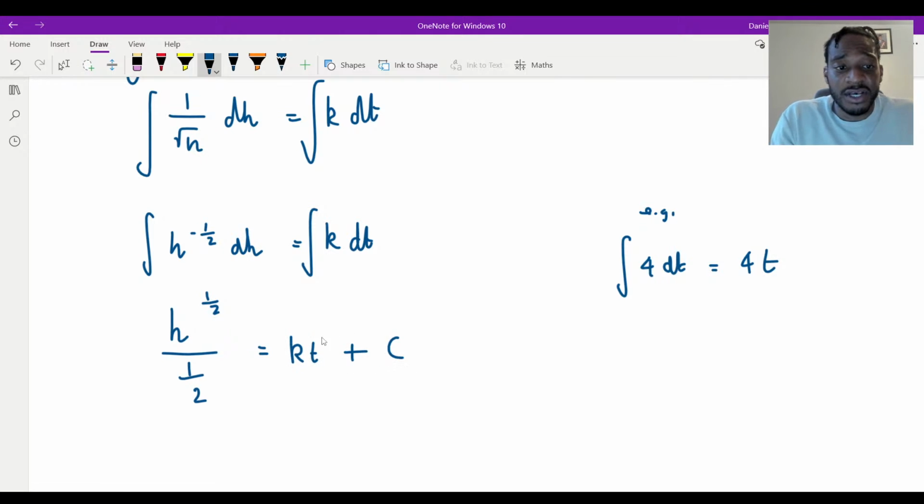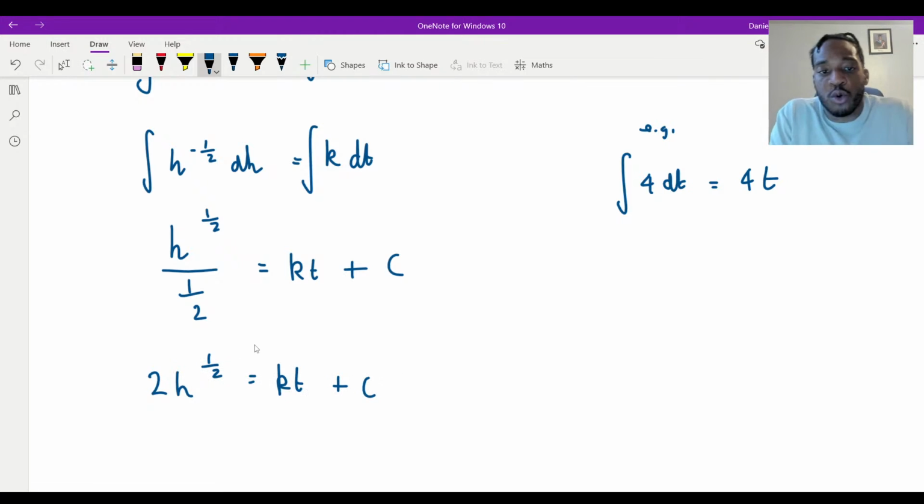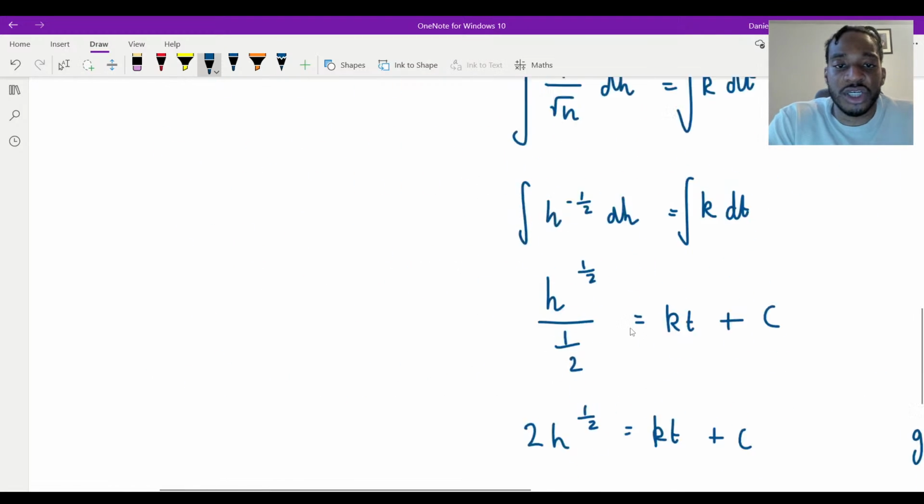Now, when we're here, we've done this. Let me just tidy this up a bit more. Dividing by a half is the same as times by 2. So 2h to the half is equal to kt plus c. This is what we call a general solution of a differential equation, because we don't know the constants. To get our particular solution, that's when we figure out what the constants are, and to find it, you need initial conditions.